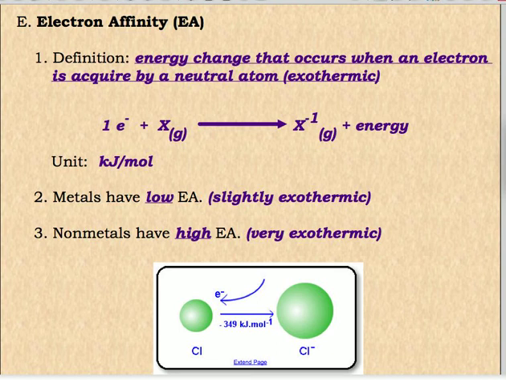This little picture down here just shows you, here's chlorine. He's getting an electron. He's all happy. So what he does is he releases, that's why it's negative here, 349 kilojoules per mole, which means you're getting that energy, and that's usable energy for whatever you need it to do.